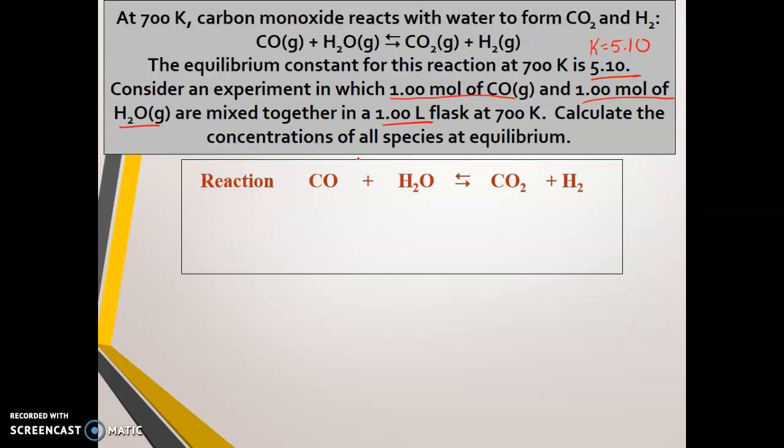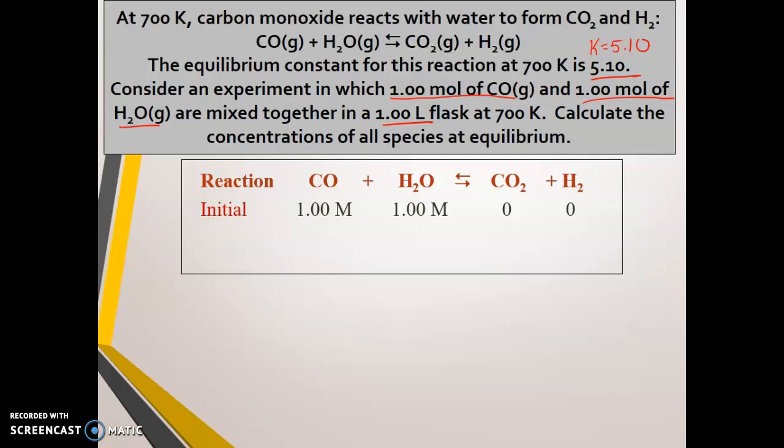So here is our equation, just copied from above. And now because our moles are in 1 liter, this means that this is going to be 1 molar, and this is also going to be 1 molar. Now you'll notice that carbon dioxide and hydrogen were not mentioned in the problem. So when you are not given an initial concentration for a species in your reaction, you're going to assume 0. So I plugged 0 in here for carbon dioxide and for hydrogen.